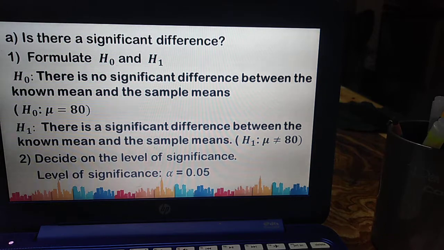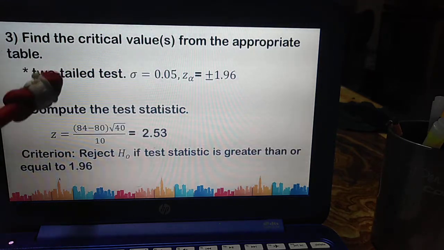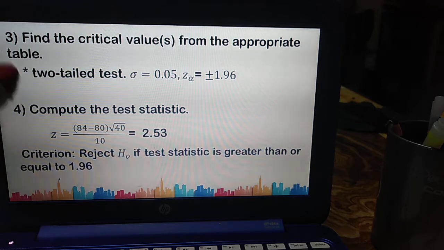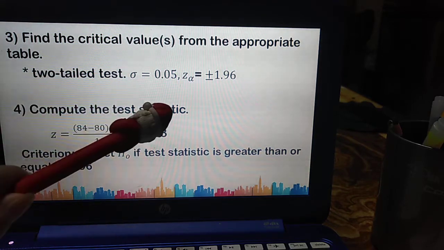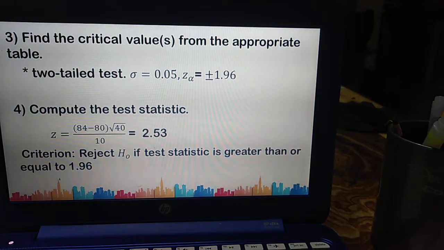Take note of our alternative hypothesis. There is a significant difference. Since it does not refer to greater than or less than, then we are now going to make use of the two-tailed test. Our level of significance is 0.05, and since we are going to use a two-tailed test, then from the table, we are going to get the value of positive and negative 1.96.